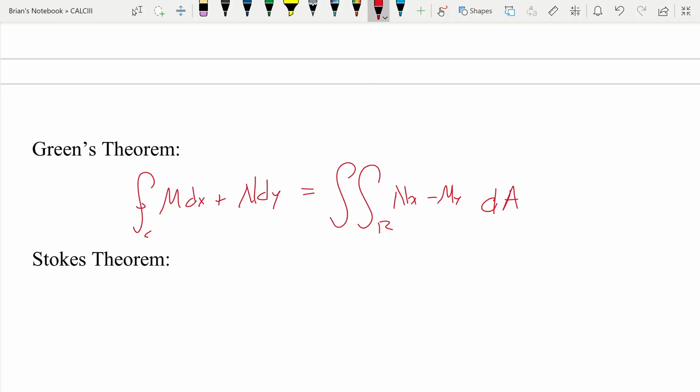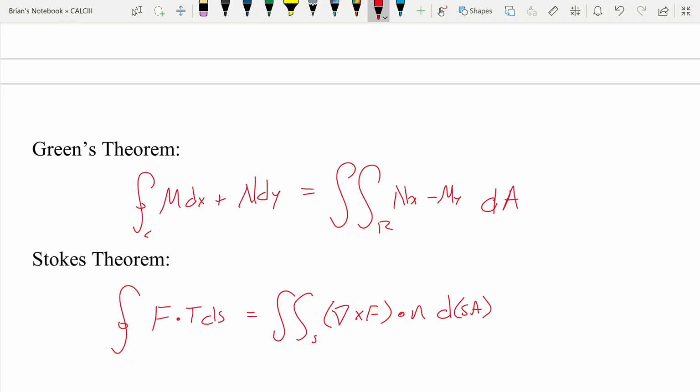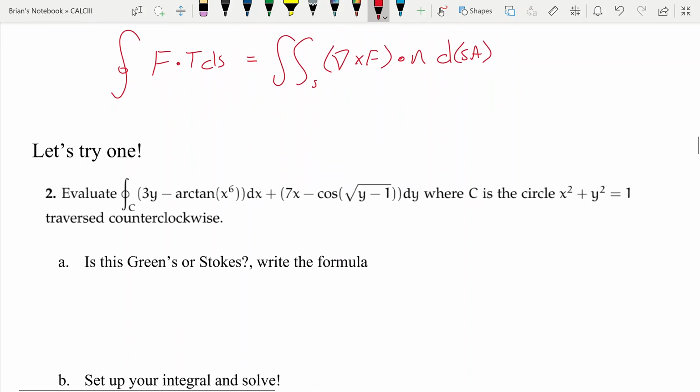Stokes theorem, remember we went through this: the integral of F dot T ds over a closed curve. Remember both of these are closed. Then we'd have a double integral over the surface of the del cross F, or the curl, dotted with the normal vector, dS. Those are the 2 big ones. And it's abstract. I hate looking at these equations because it's really hard to understand what they mean. So what we can do is look at some examples here.